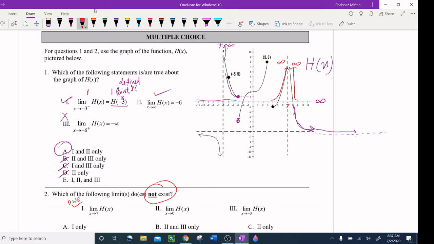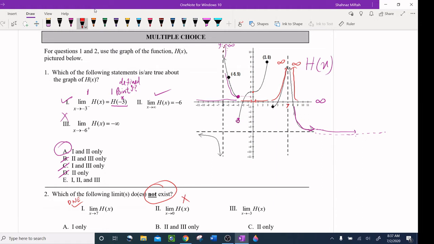Second, limit x approaches 0. This is 0. When I approach from the right towards 0, and when I approach from the left to 0, the y value at 0 is 2. But they said it does not exist. We are looking for that, right? So this one exists, so that's wrong.